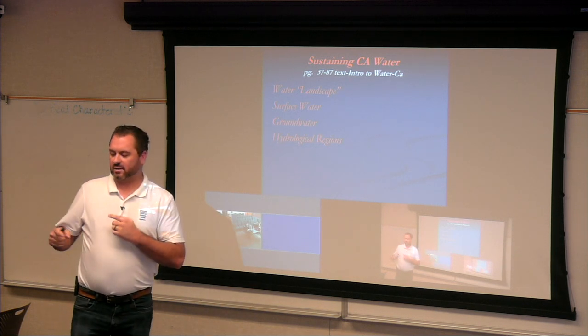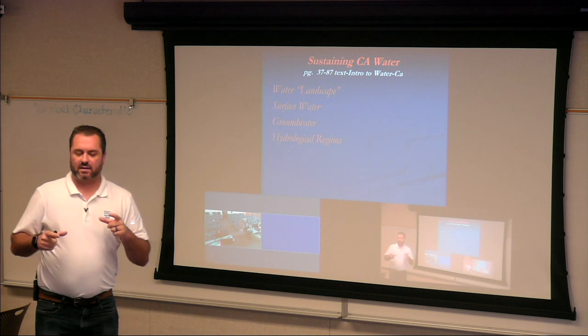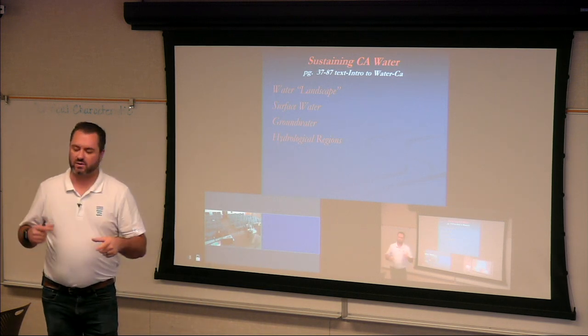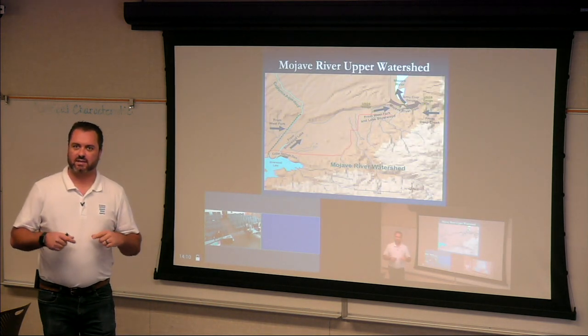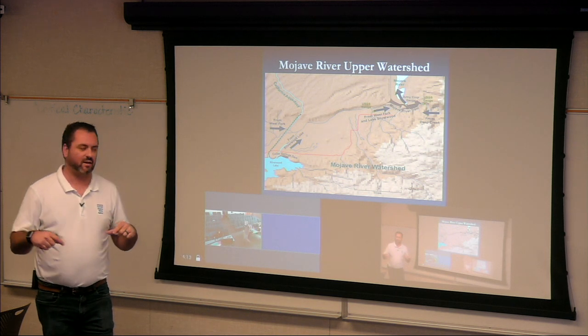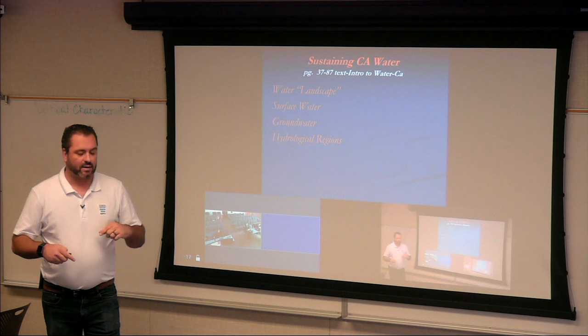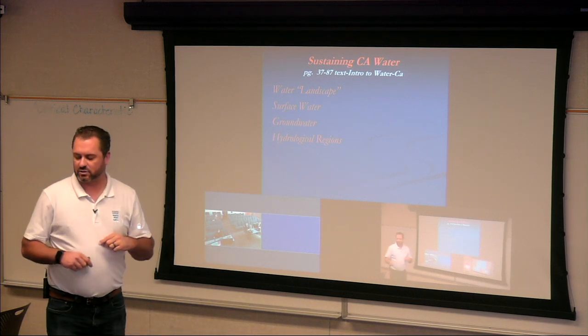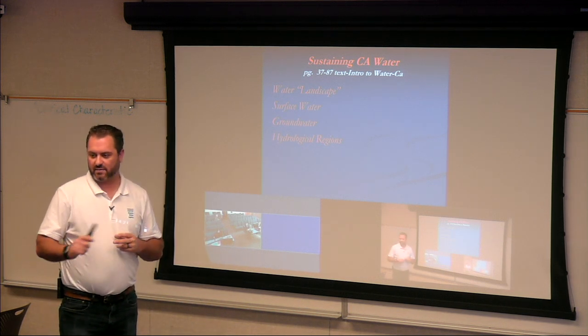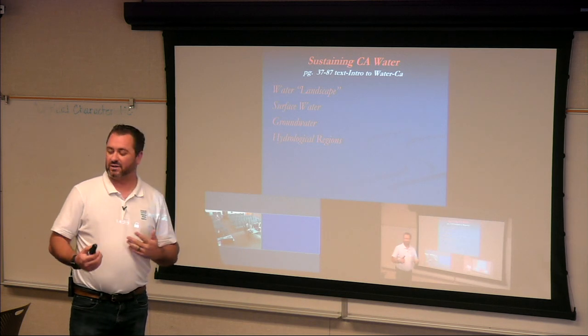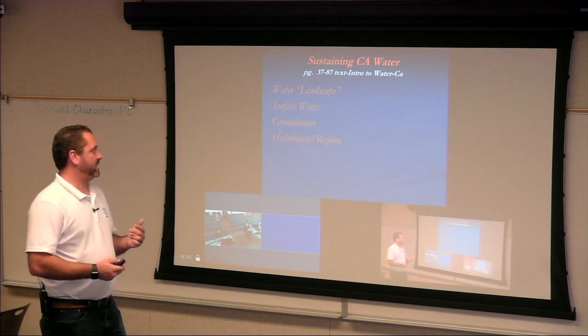We're going to cover a little bit of the Mojave watershed in the beginning. Then we're going to cover landscapes, surface water, some groundwater rights, the different hydraulic regions in the area with a map. And then, like I said, I told you guys I'd show you some videos of what heavy flow looks like and what normal rainstorms look like. So we're going to look at that here in just a minute.